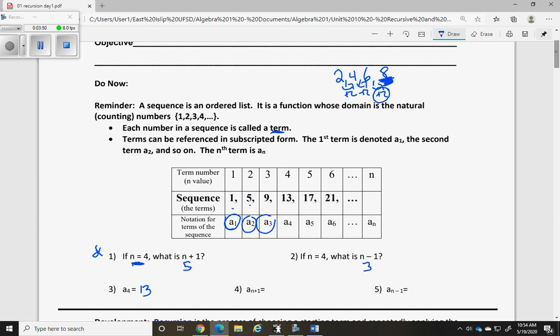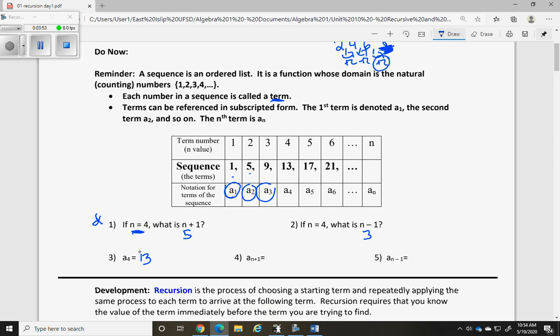Another way that you can think about it is if I know we're referring to a sub 4, and they're asking for a sub n plus 1, it's the one after 4. So that would have to be 17. If they ask me for a sub n minus 1, remember n was a 4, so they're really asking me for the third term. This is a 9. So this is the kind of notation that we're going to see in recursive, talking about the term that comes after and the term that comes before.